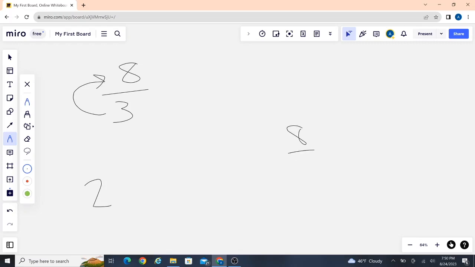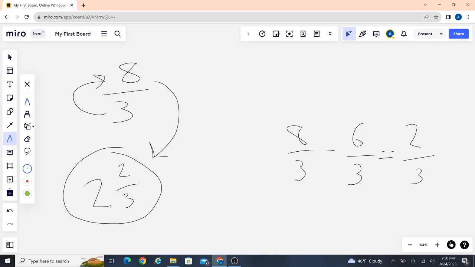And now we're going to take 8 thirds minus 3 times 2 equals 6. And we still have thirds. So that's going to give us 8 minus 6 is 2 thirds. So that gives us 2 thirds left over. So we have 2 and 2 thirds. 8 thirds is the same as 2 and 2 thirds.